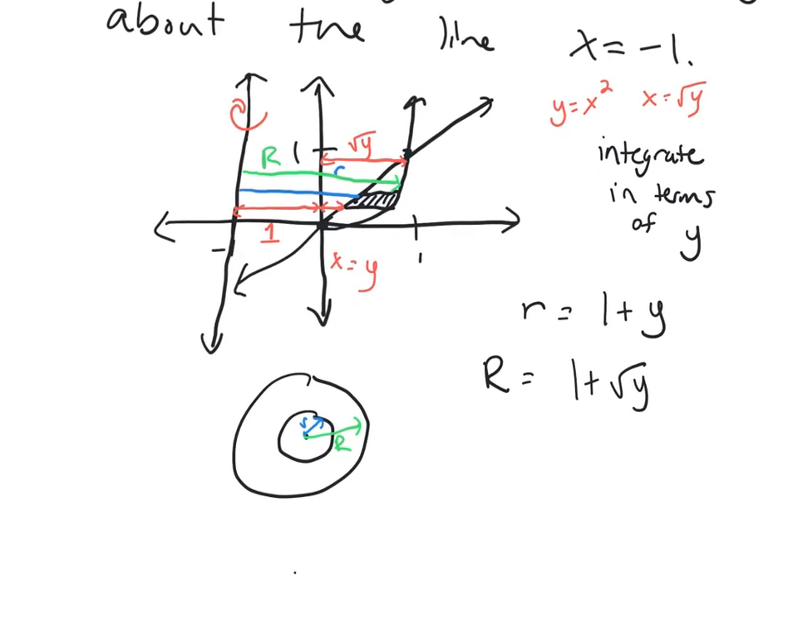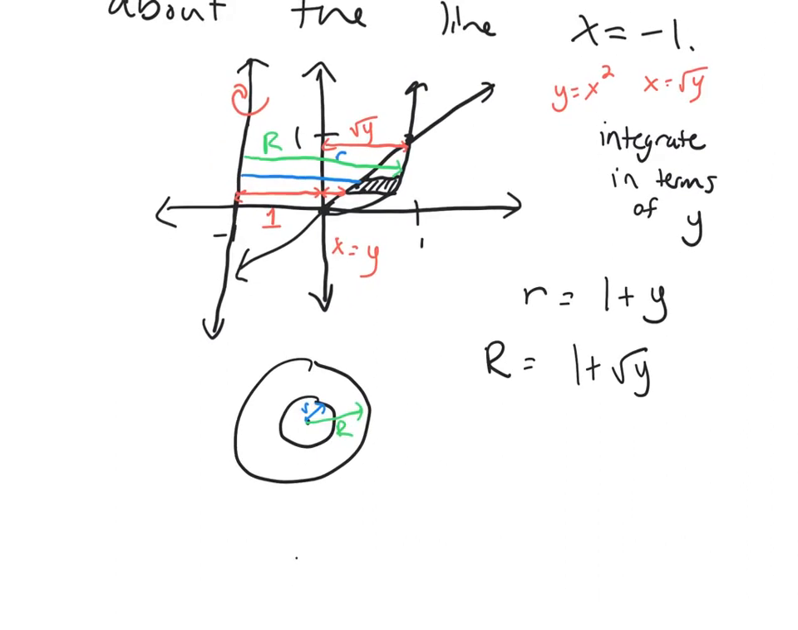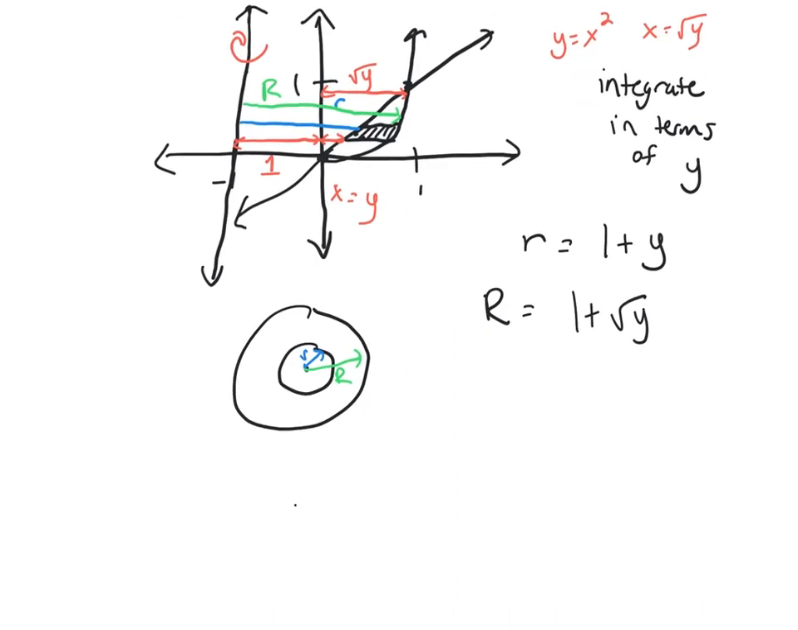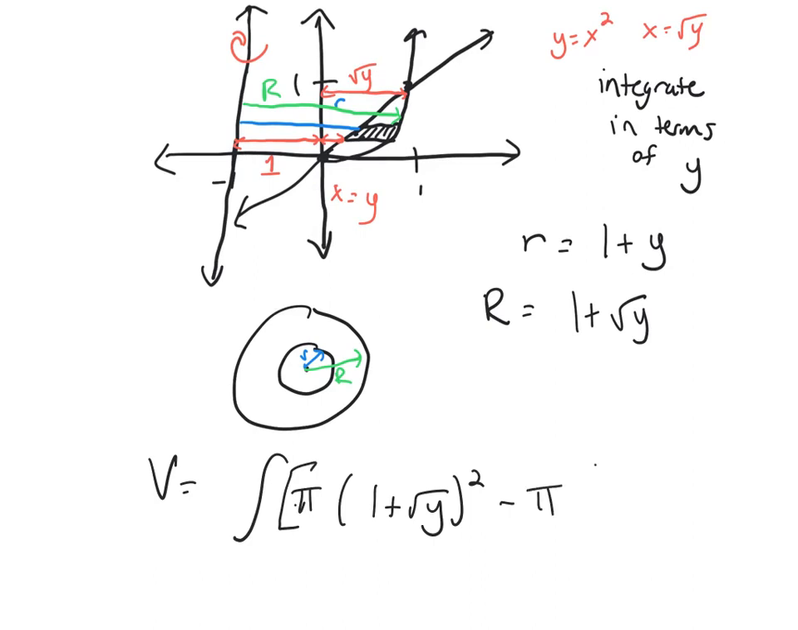Okay. We figured out little r, we figured out big R, we're ready to use our formula. So to find the volume, we are going to integrate. Remember, we're doing in terms of y now. So pi, and then it'll be big R, 1 plus the square root of y, squared, minus pi little r, 1 plus y squared, dy.